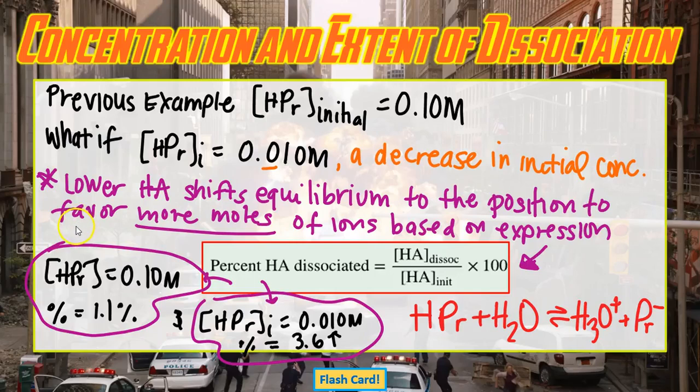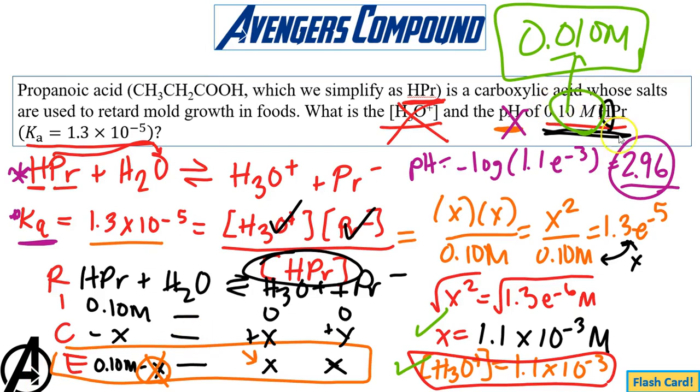So now that we have a couple of equilibrium problems under our belt, what if we change the initial concentration of HPR in our previous example? How would that actually affect the amount of HA that dissociates? So let's go back to our previous example and look at these questions. Here we had 0.10 molar HPR, and now we're going to decrease that concentration to 0.010 molar HPR.